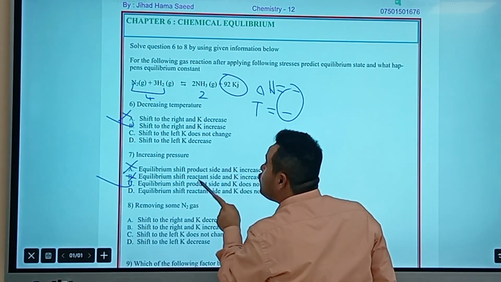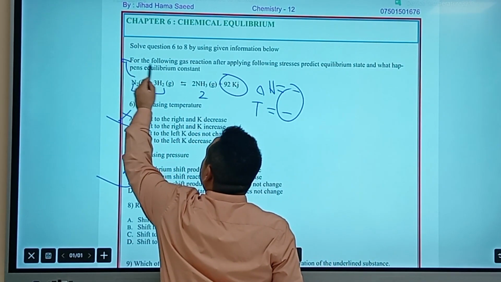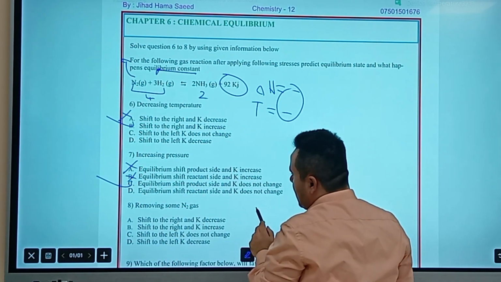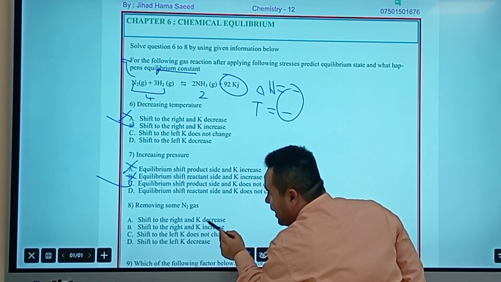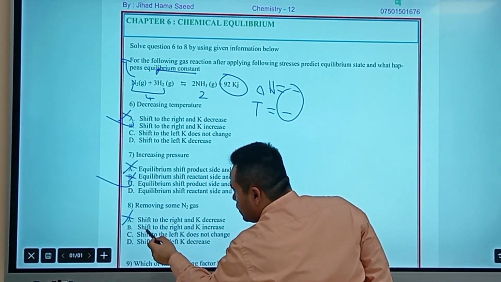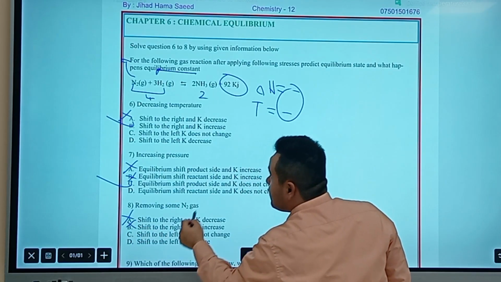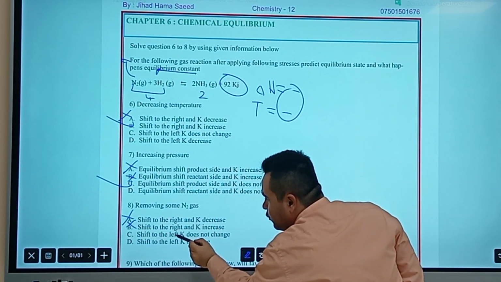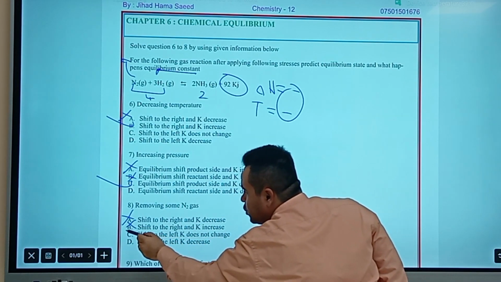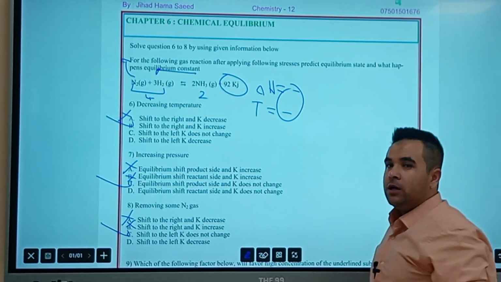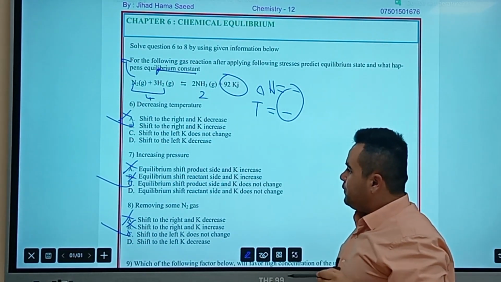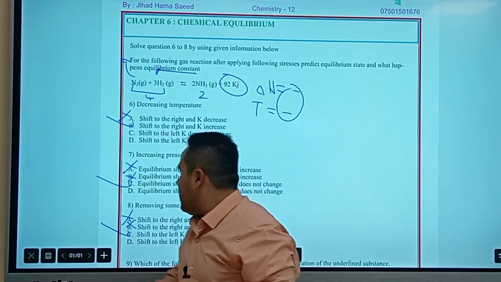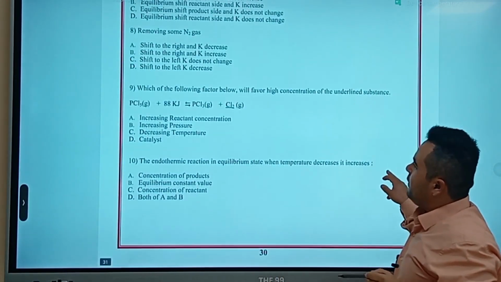Removing some N2 gas. Removing N2 gas favors the reverse direction. Shift to the right? No. Shift to the left, K does not change. C is the correct answer. Why? Because shifting due to concentration does not affect the K.